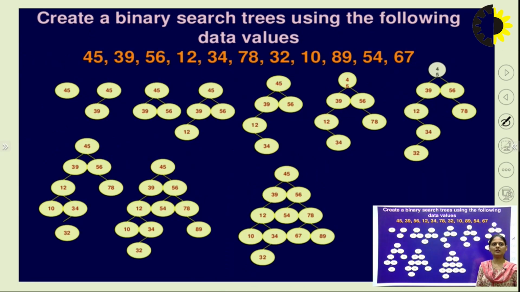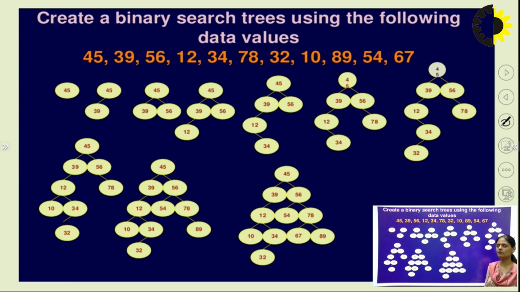So let's create a binary search tree using an example. On the screen, some values are given to us, like 45, 39, 56 and so on. We want to create a binary search tree for these values. So we go step by step. The first element always acts as the root.